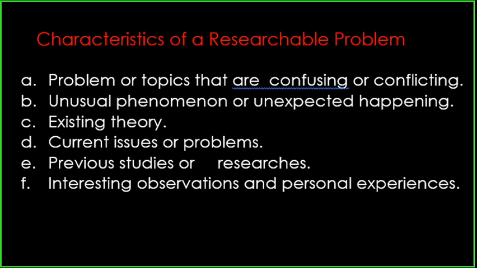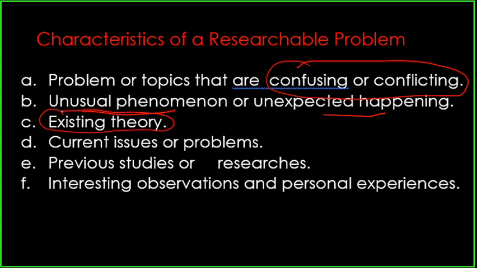Characteristics of a researchable problem. Problems or topics that are confusing or conflicting are researchable right away. An unusual phenomenon, an unexpected happening. Or maybe there is an existing theory that you want to check if it is applicable to a certain group of individuals. Maybe there are current issues or problems, like scandals and fraud, which is why you want to research on those.